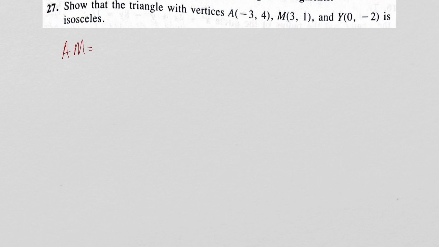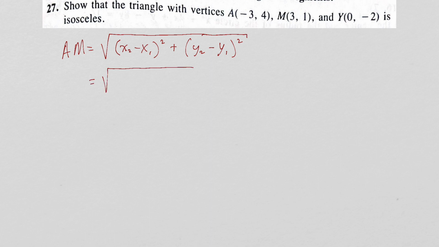AM is equal to the square root. Well, this formula is x2 minus x1 squared plus y2 minus y1 squared. That's Pythagorean's theorem. X2 is the x value of the second point. This is the x value of the first point. So 3 minus a negative 3 squared plus y2 is 1 minus 4.